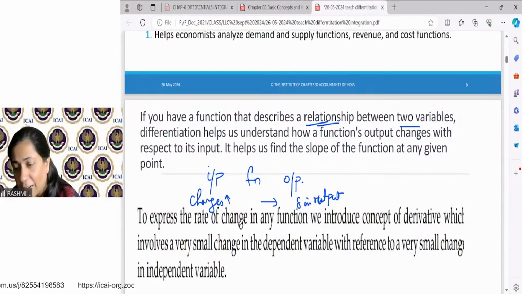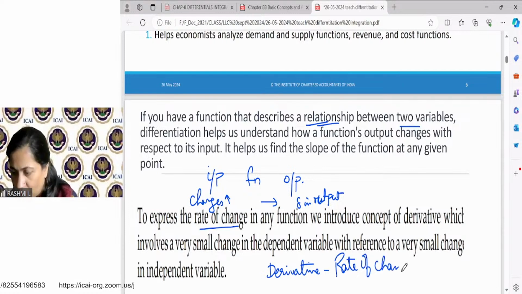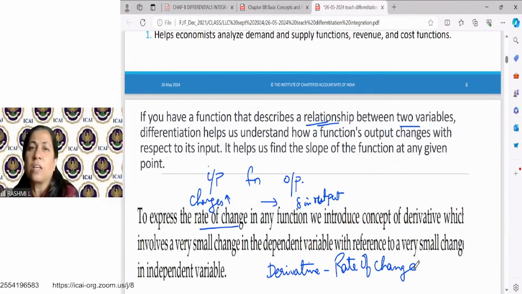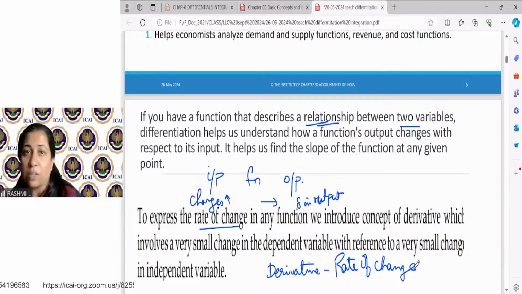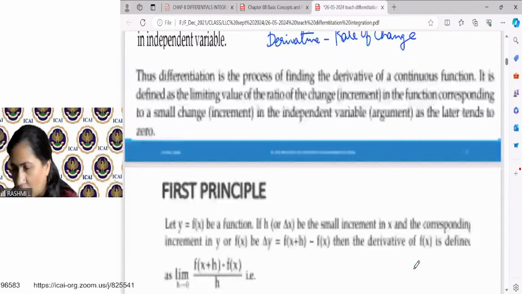To express the rate of change, we introduce the concept of derivative. So when we are talking of derivative, we are talking of rate of change. It gives us how a very small change in the input is going to affect the output, whether you have proportional change, whether you have inverse change, and what is the quantum of change. All that you can understand using differentiation or derivative.